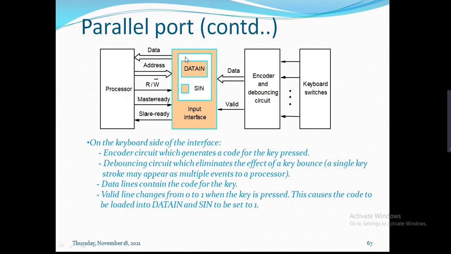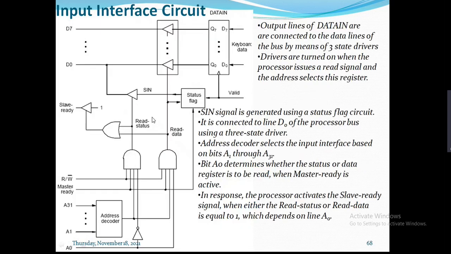Once the data is read, this flag should immediately be set to 0. The SIN flag is set to 0, indicating there is no valid data. Whenever you press one more key on the keyboard, it is going to change SIN to what, 0 or 1? 1, indicating there is valid data stored in the input buffer. Immediately the processor is going to read the data from the buffer and process it. So that is how a parallel port works.